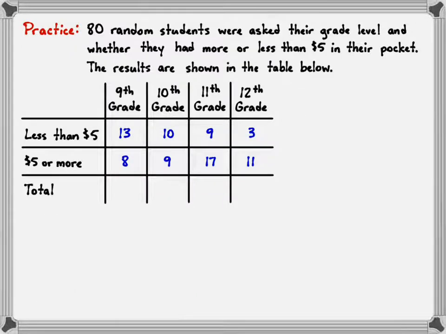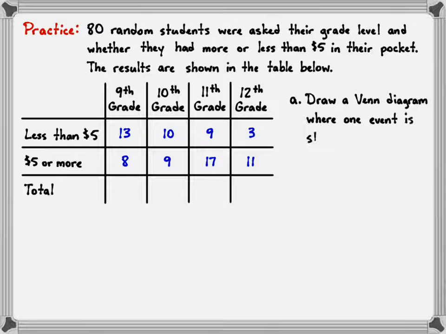Okay, last problem here. I want you to try this on your own and then come back and see how you did. 80 random students were asked their grade level and whether they had more or less than $5 in their pocket. The results are shown in the table below. You can see we've got 9th, 10th, 11th, and 12th graders, and how many have less than $5 and how many have more than $5. So we can fill out this table. Oh, I didn't give you any questions for you to answer.